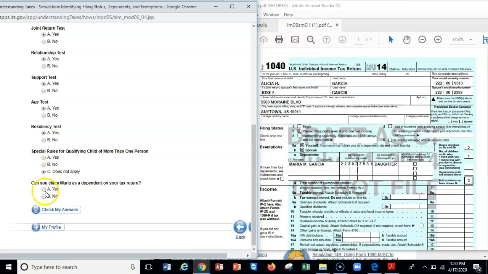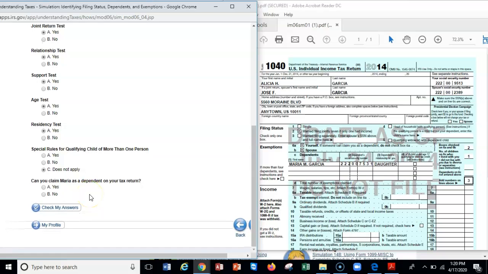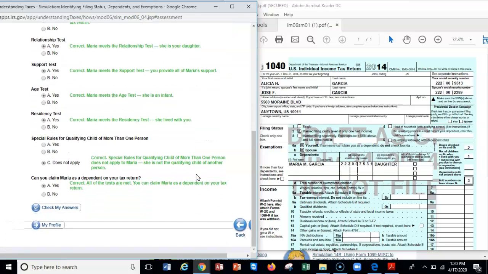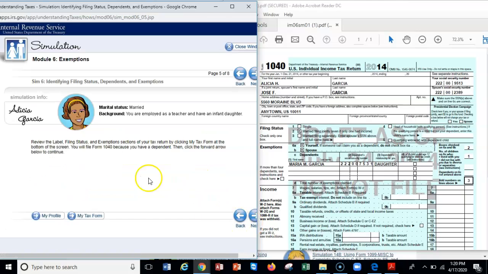Because they're married, they live together, and they have a child together that they both take care of. So can you claim Maria as a dependent on your tax return? Yes, you may. Okay, so let's check our answers. Yes, every single one of them. Yep. We got 100 on that one. That's good. That is perfect. So let's go on to the next one.